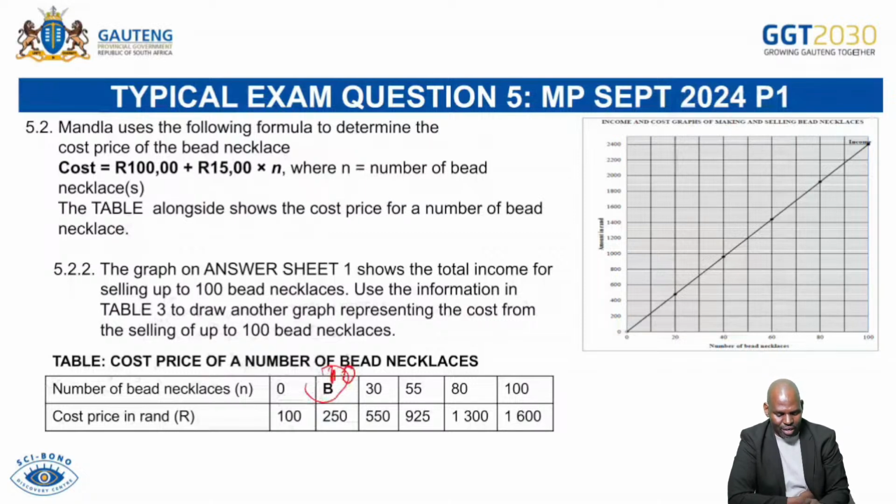The value of B is 10. Then we can just plot all these points and then join them by means of a straight line. The first one is 0 and 100. Okay, we need to plot 0 and 100.